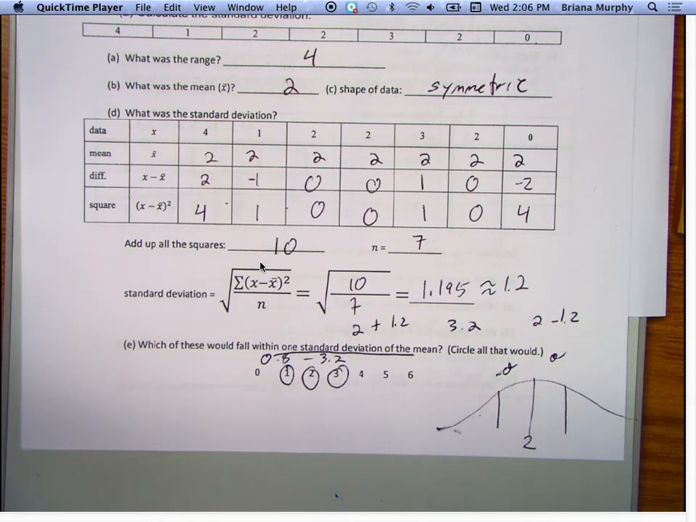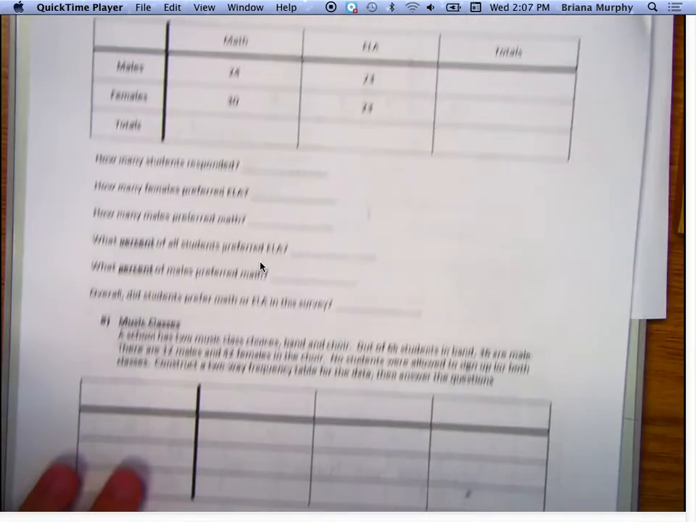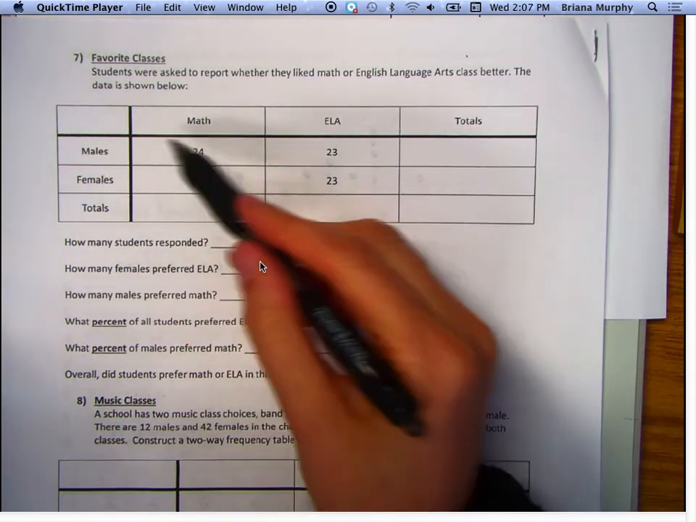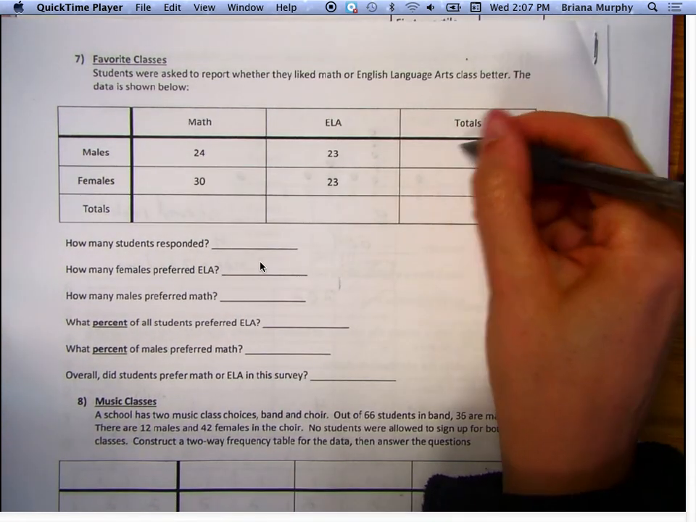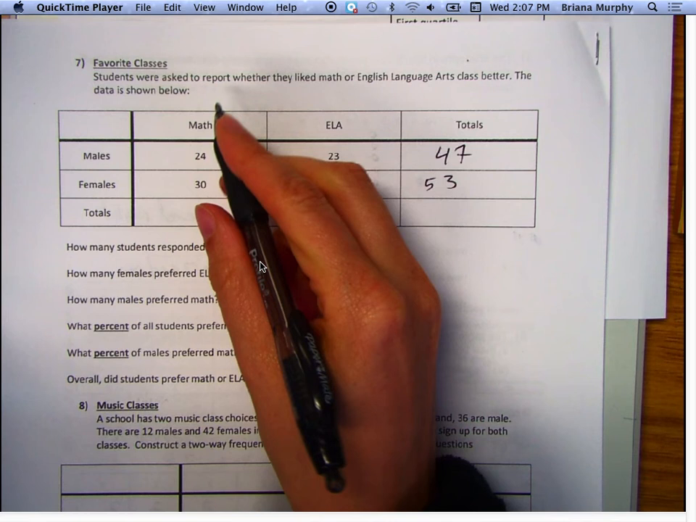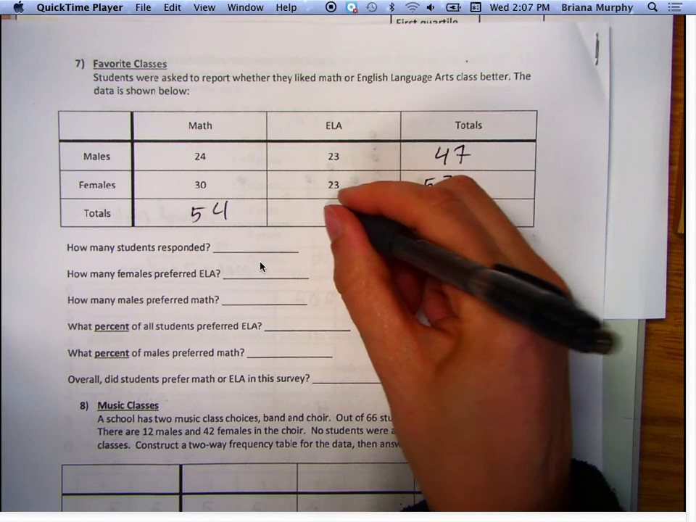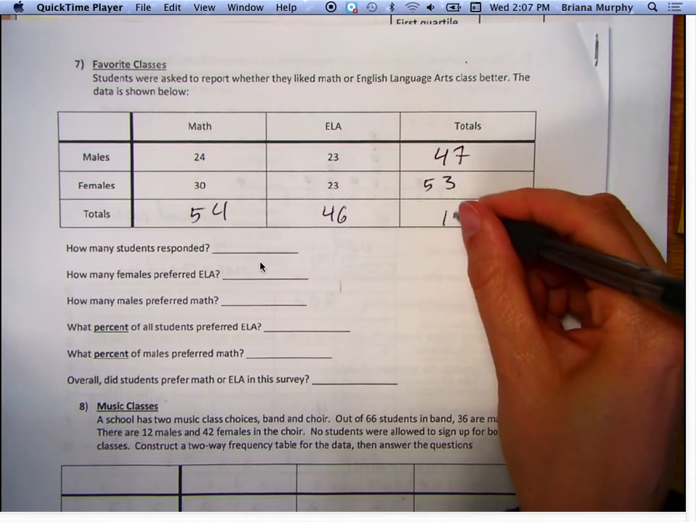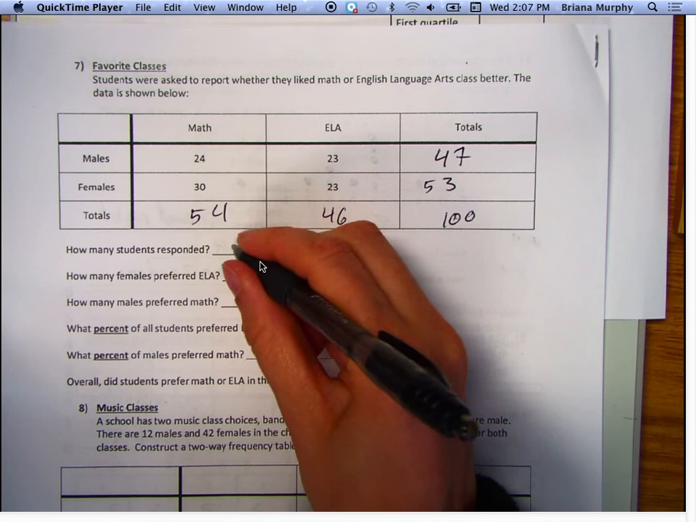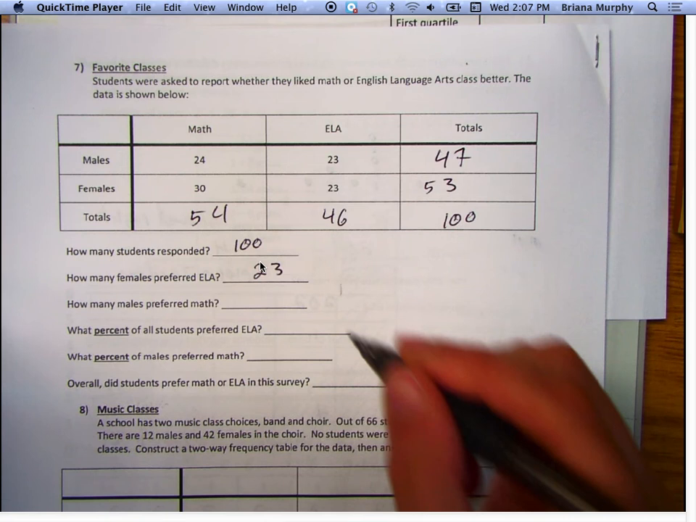Frequency table. I like frequency tables. They're fun. Okay, how many males were there total? So 47. How many females were there total? 53. How many people preferred math? 54. How many people preferred ELA? 46. How many were there total? 100. How many students responded? 100. How many females preferred ELA? 23. How many females preferred math? 34.